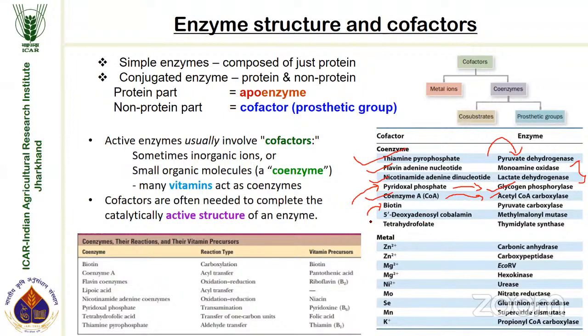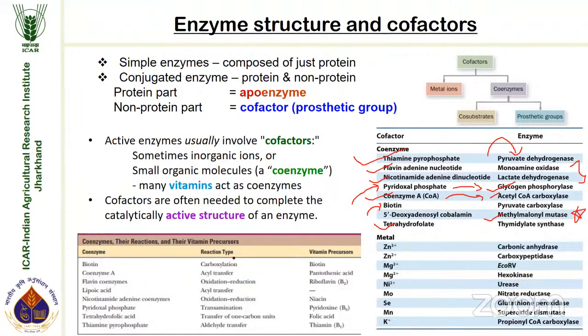5-deoxyadenosylcobalamin: very few biological enzymes need this cofactor, and one of them is methylmalonyl mutase. Many times it has been asked. You can rate it a three-star question. Similarly, tetrahydrofolate is also involved in carbon transfer reactions.